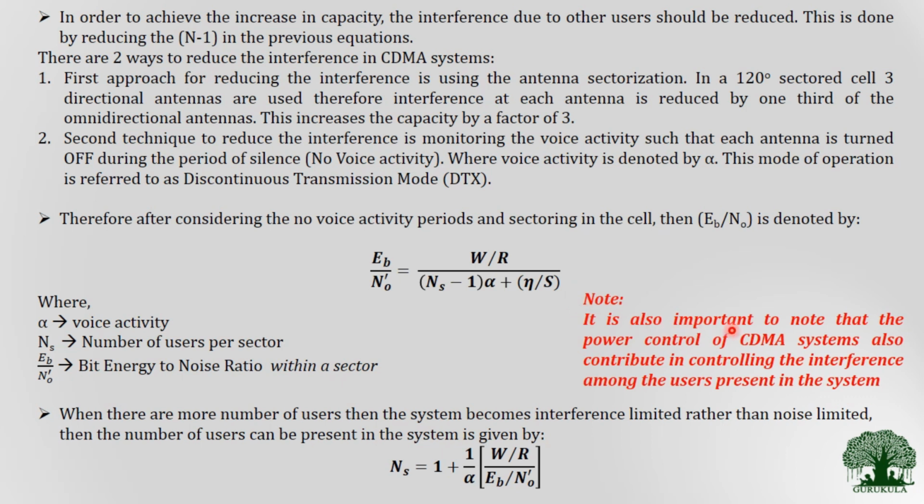It is also important to note that the power control of a CDMA system contributes to controlling the interference among the users present in the system. So power control is equally important in improving the capacity and the performance of the system. When there are more users, the system becomes interference limited rather than noise limited. Then the number of users in the system is given by ns equals 1 plus 1 by alpha times W by R divided by Eb by N naught dash. This is the final equation which defines the number of users that can be effectively incorporated into the system, and it can be treated as the capacity equation for the CDMA system.